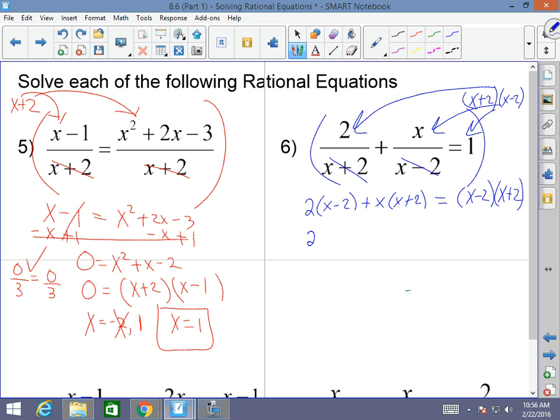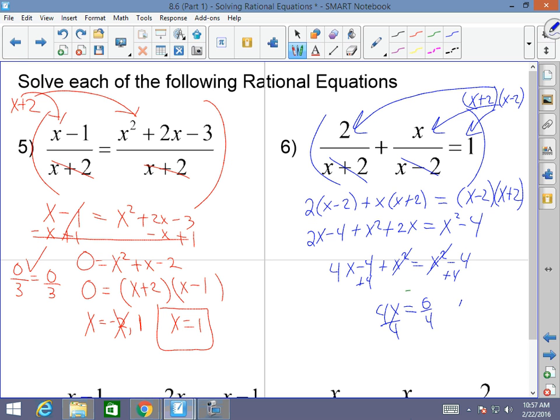Okay, now let's simplify. 2x minus 4 plus x squared plus 2x equals x squared minus 4. Guys, at this stage of the game, I'm not going to do the longhand here. You either know the format for the difference of squares. If you don't, learn it, please. So this is 4x minus 4 plus x squared equals x squared minus 4. The x squareds will cancel. I add 4 to both sides. 4x equals 0. Divide by 4. X equals 0. What? Can that work?